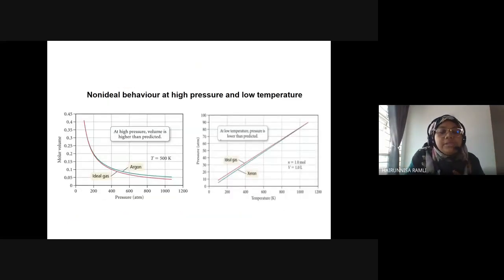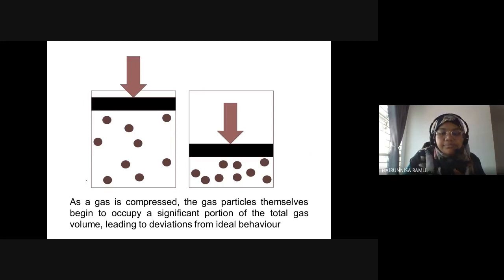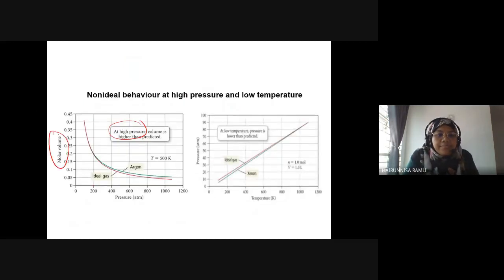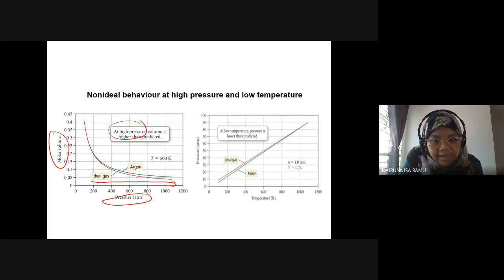Okay. So kalau you tengok graf ni. Okay. At high pressure, the volume is higher than predicted. So this is molar volume. Okay. Kalau you tengok, ideal gas sepatutnya, okay, low pressure kan. Asalnya sini pressure kan. So low pressure. So you bergerak makin ke kanan, makin high pressure. This is the ideal gas predicted. Tapi bila you buat eksperimen sebenar, argon ni dia ada deviation. Okay, deviate lah. Dia terlari sikit daripada yang asal. So the volume is higher than predicted. Dia ternaik sikit volume dia.